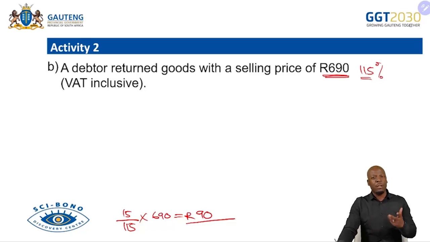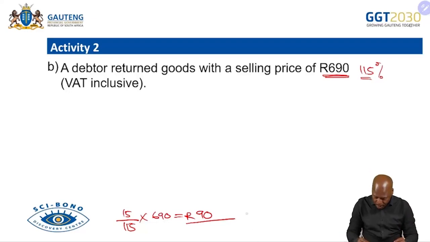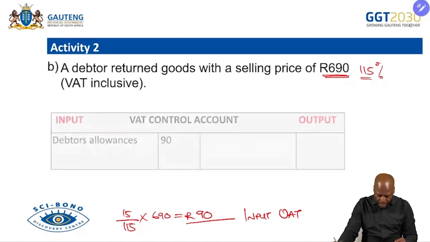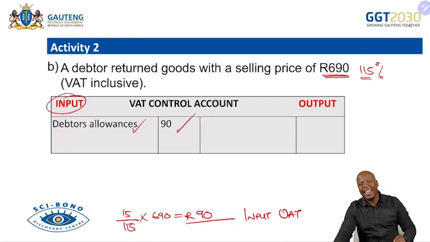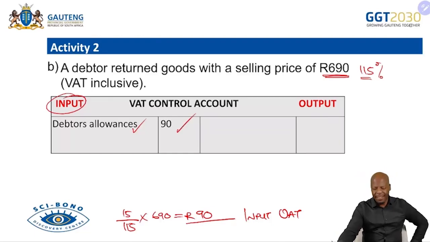Debtor returned goods. Look at the direction of those goods now. If the debtor is returning goods, what direction are the goods going? Are they going out or are they coming in? A debtor is returning. Therefore, it becomes input VAT. All right. There it is on the input. And I have my debtors' allowances. And there is my 90 rands.